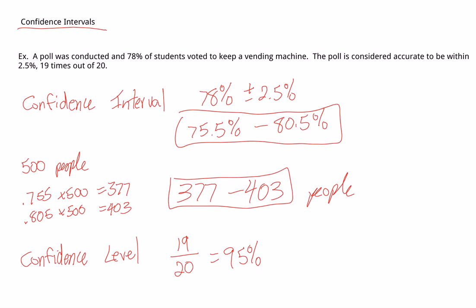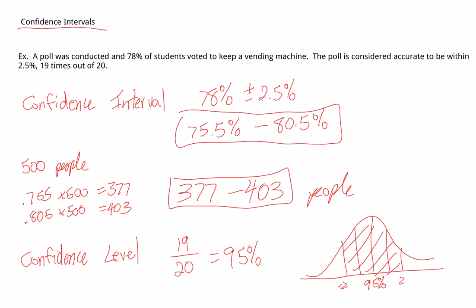If we think of it in terms of our normal curve, remember the 95% range was within 2 standard deviations. So 95% of the data is between -2 and +2 z-score. That means 95% of our people, or 95% of the time, we should get between 75.5 and 80.5, or 377 to 403 people. So they're pretty basic questions.